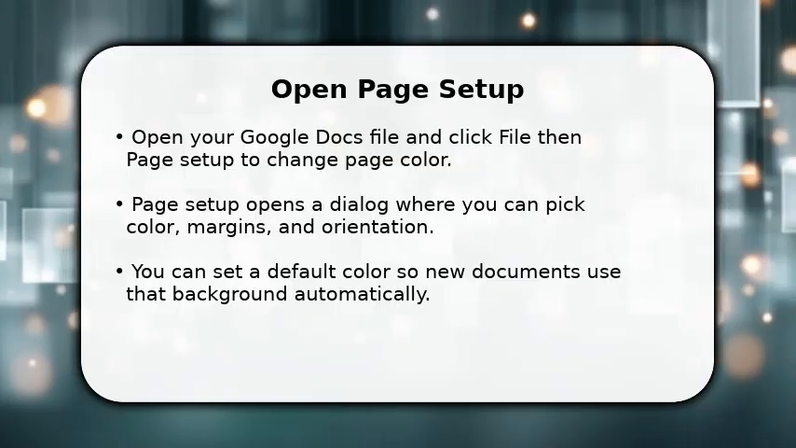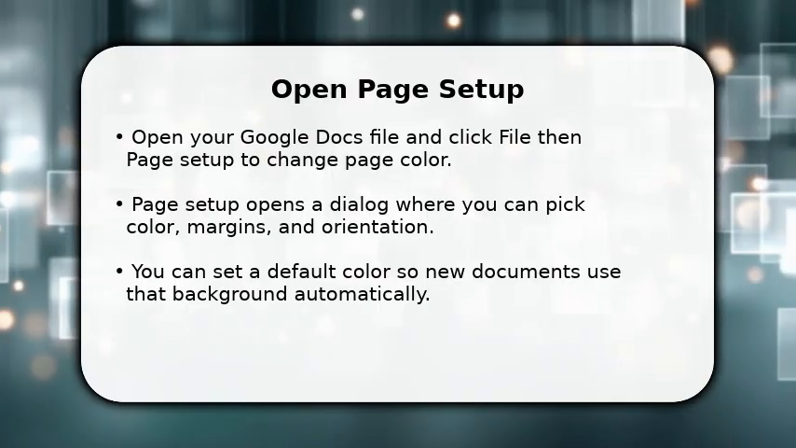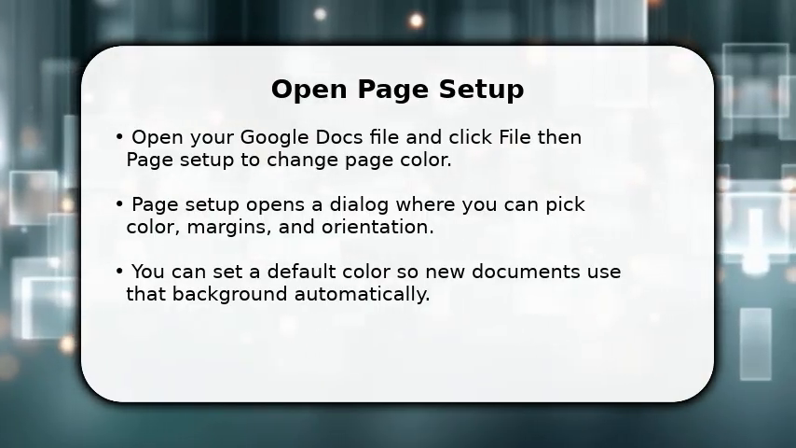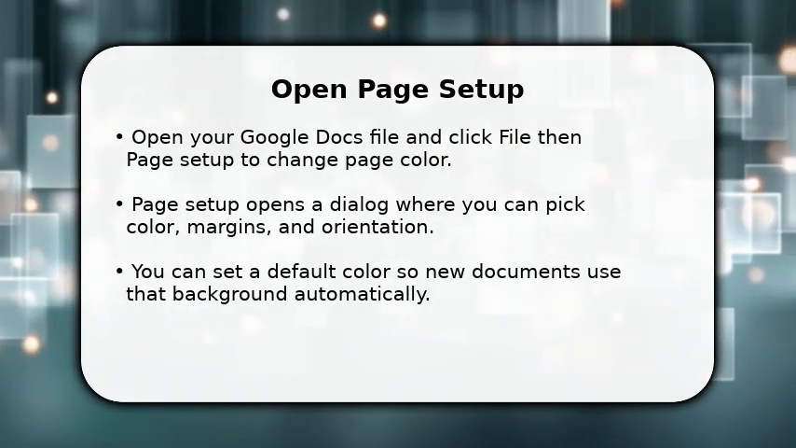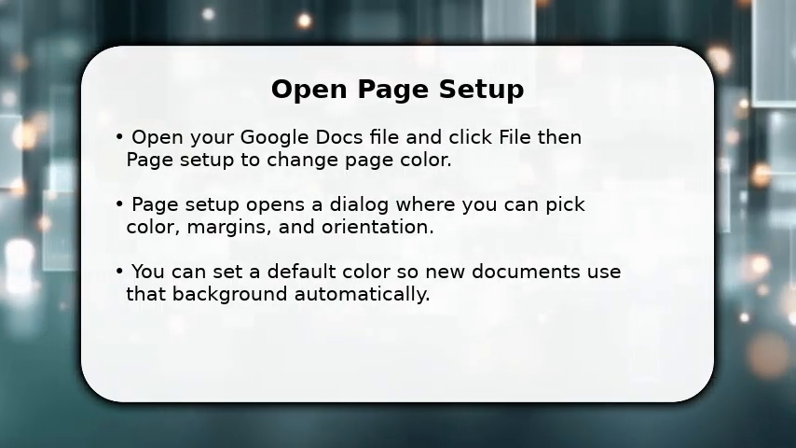Open your Google Docs file in a web browser and sign into your account. Click File in the top menu and then choose Page Setup from the drop-down menu. Page Setup opens a dialog with options for paper size, orientation, margins, and color.